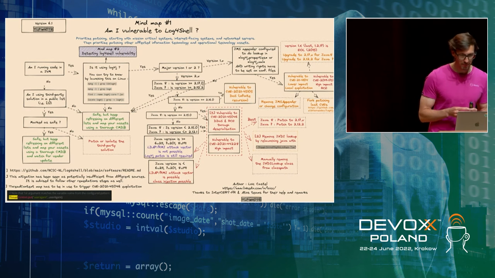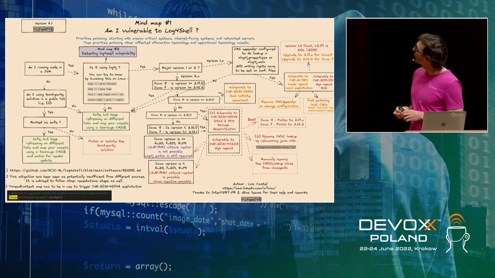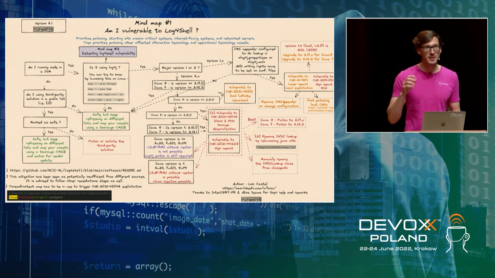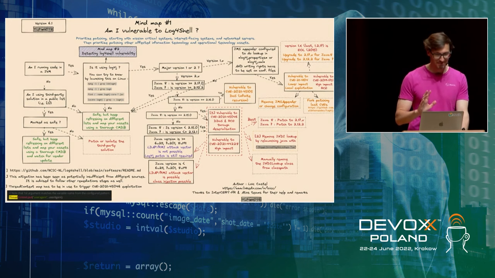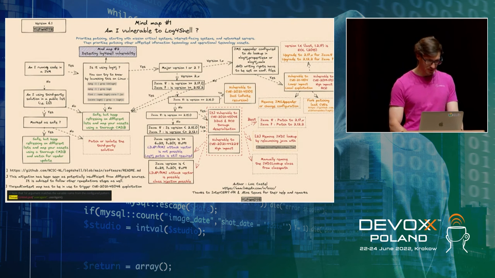And then somebody made this very nice graphic, I hope it's readable, to see, am I vulnerable to log4shell? It is quite complex, but you start here in the top left corner, basically. Am I running code in the JVM? No. And then you need to figure out, do I have other systems in there that use the JVM, actually? And then based on if you're using the JVM, you can figure out, are you using log4j anywhere in your code base? If yes, which major version?